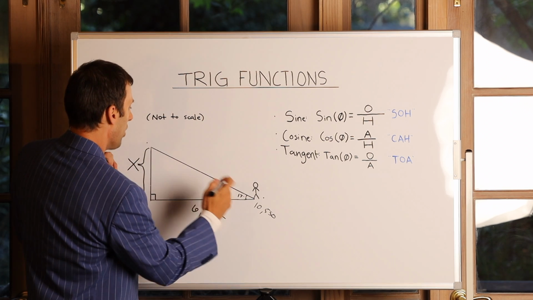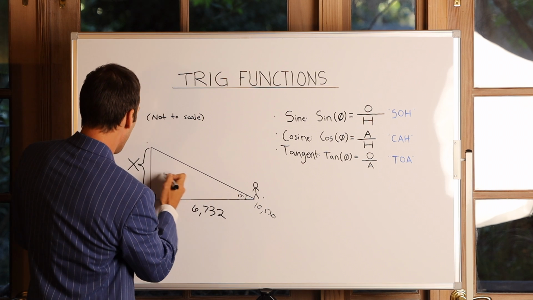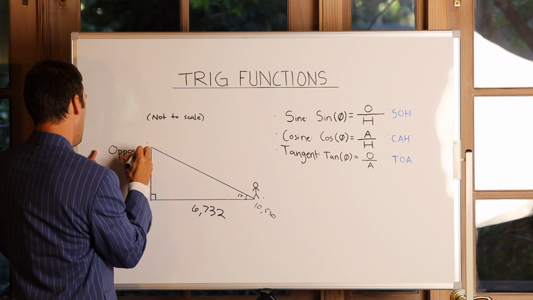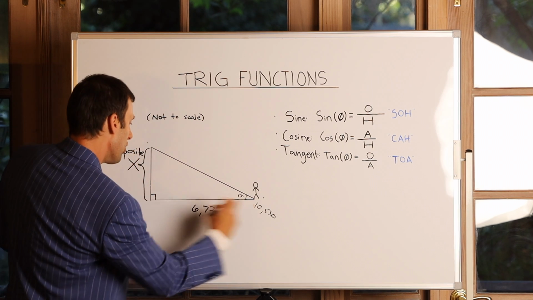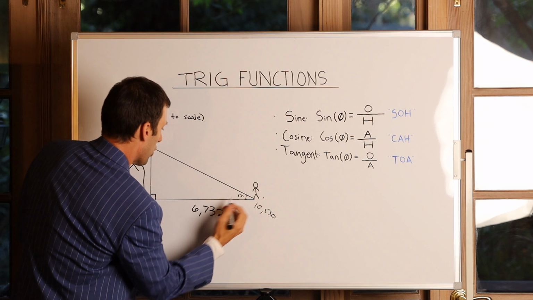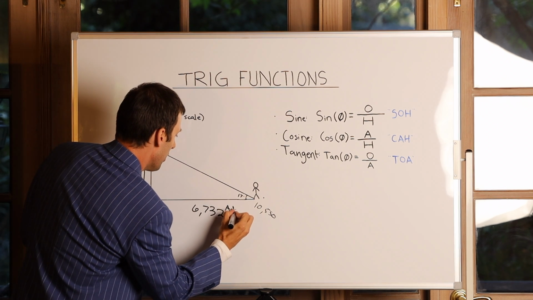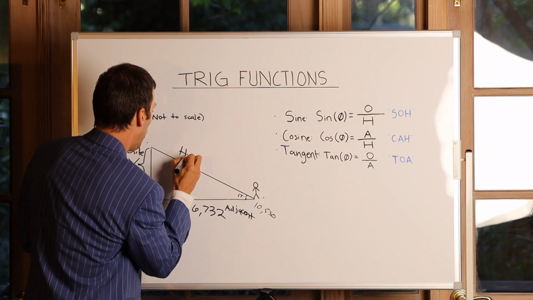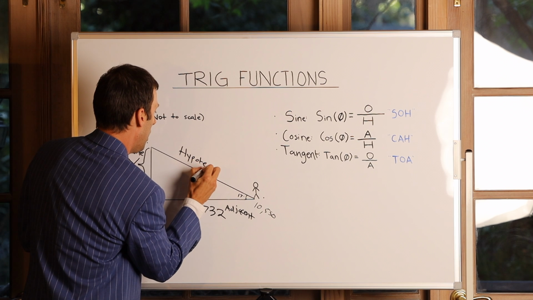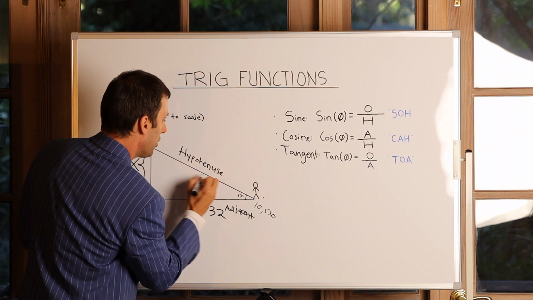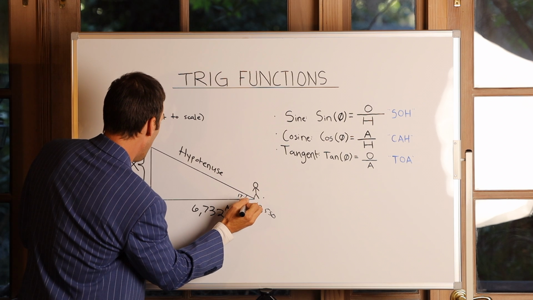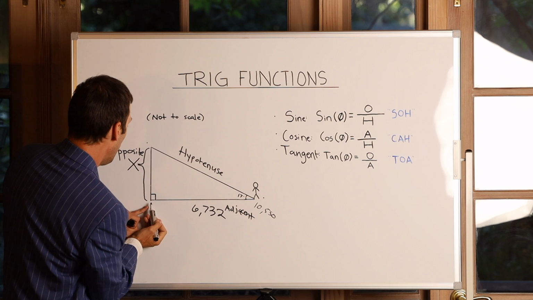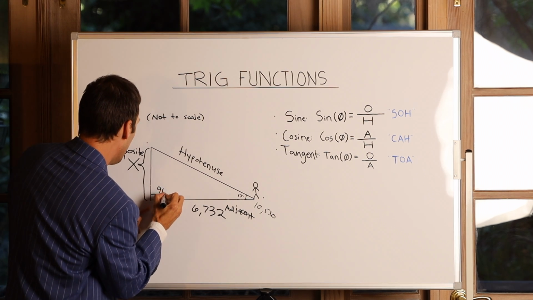So the side that is opposite from the angle that you measure from is called the opposite. The side that is adjacent to the angle that you measure from is called the adjacent. And the remaining side is called the hypotenuse. And although the hypotenuse also touches the angle that you measure from, unlike the adjacent, it does not touch this angle, which is a right angle, or 90 degrees.